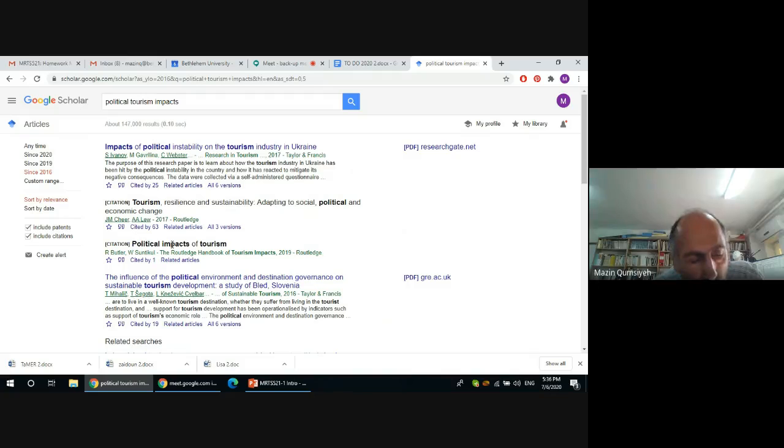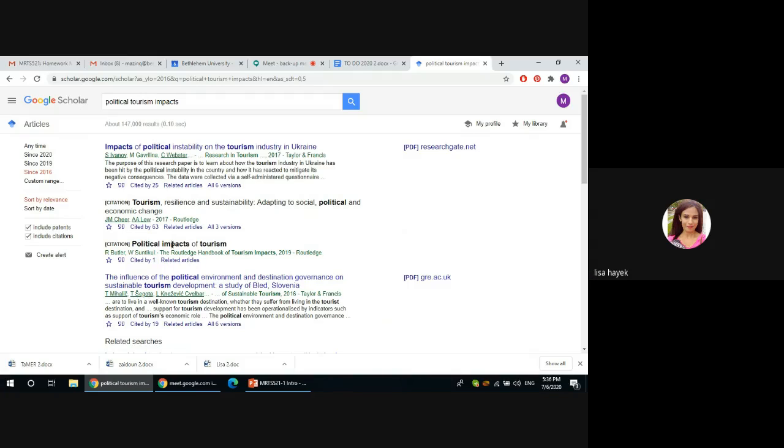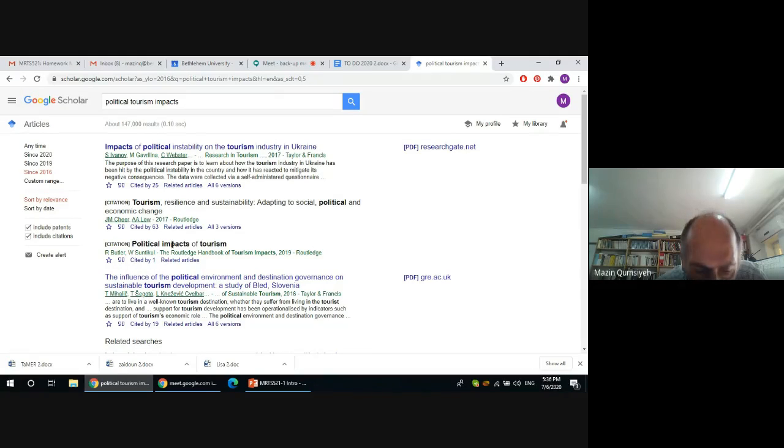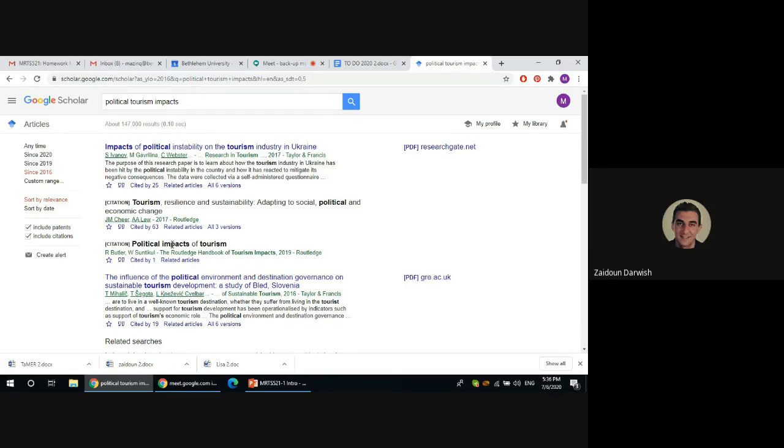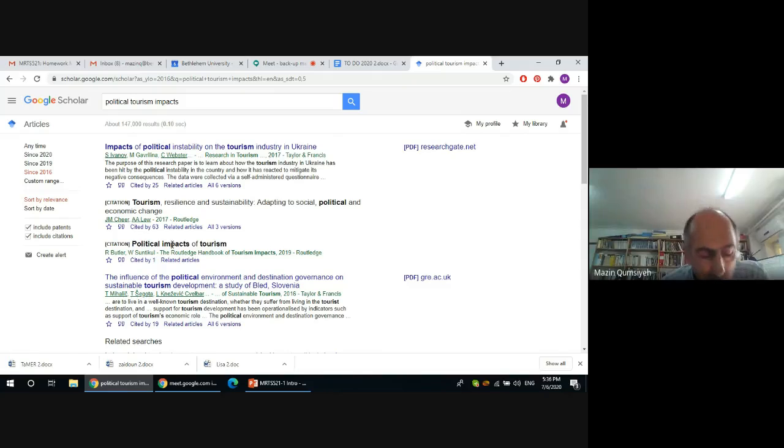No. More related to the keyword. More related to what? More relevant to the subject that you typed here. The way the algorithms work for search engines is it looks for the proximity of these three words: political, tourism, impact. Notice that the title has impacts, political and tourism highlighted. Political impacts of tourism, tourism, political, political, tourism.